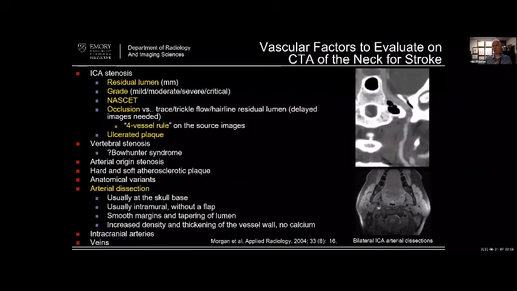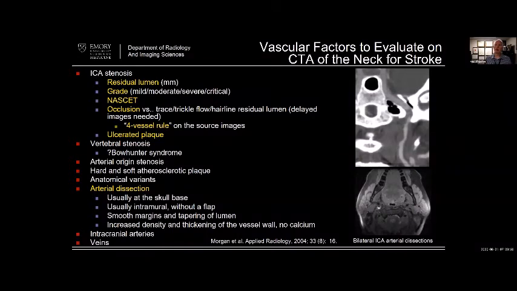All right, so when I look at CTA, head and neck, and I'm going to focus on the neck for a minute, there are things to look at and think about. Residual lumen, measured in millimeters, and grading it. Critical stenosis, like really tight, that kind of thing. Mild, moderate, severe. Depending on where you work, you may have numbers related to that. There's NASCET, which is classically something we do, which takes into account what the distal lumen would be, and so it's a percentage.